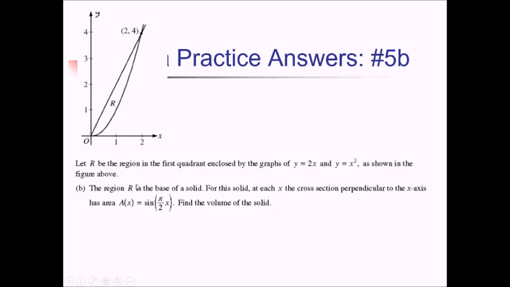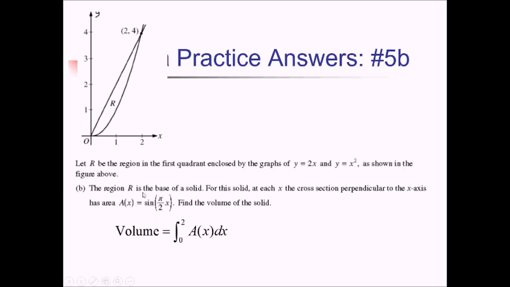For this part, they're telling us region R is the base of a solid, and for this solid at each x, the cross-section perpendicular to the x-axis has area of this A of x function here. We want to find the volume of that solid, so we're just going to integrate this area function from left to right. So we're going to do the integral from 0 to 2 of A of x dx. So that's going to be sine of pi over 2 x dx. Antiderivative of that is going to be negative cosine of pi over 2 x divided by the inner derivative of pi over 2. So we're actually multiplying by 2 over pi.